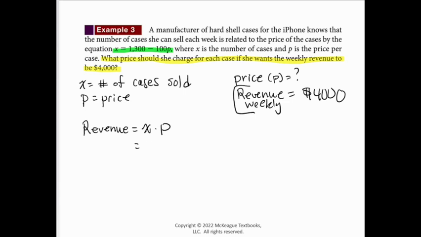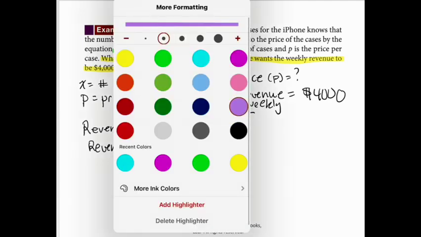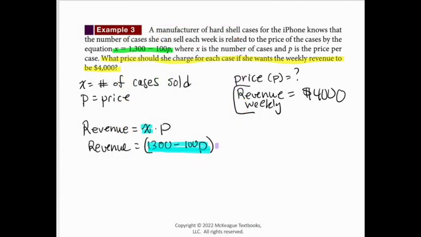So I can rewrite this as 1,300 minus 100p. So this was our X. Let me color code this for you. So this was our X. This is the X that was given to us in the problem. And now we have to multiply the X times the P.